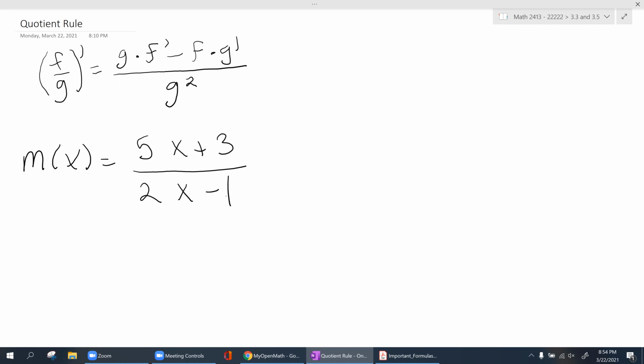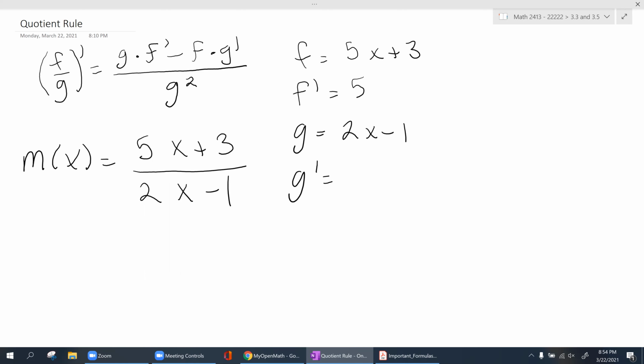So the first thing I'm going to do is locate my f. I know my f is my top part, which is 5x plus 3. I know I have to eventually find an f prime. My g is going to be 2x minus 1, and I know I eventually have to find a g prime. Whenever we're taking the derivative of a term that is to the 1 power, it's just going to be the coefficient in front of it. So this is just 5. If you want to show your work by hand, you'll see that as well. And the same thing for this part, it's going to be 2.